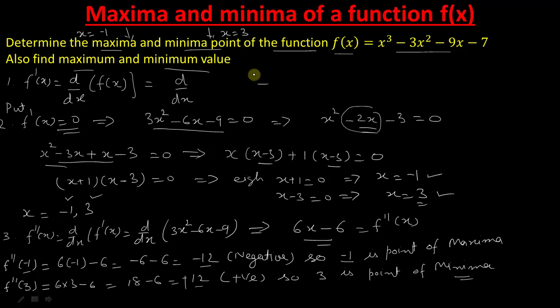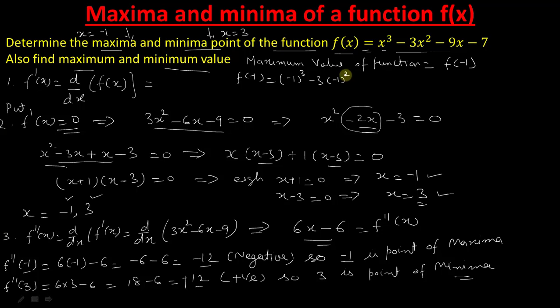Okay, now we have to find the maximum value of the function. The maximum value is at the point of maximum, and the point of maximum is -1, so it is f of -1. This is your maximum value. So f of -1 is equal to, wherever there is x, put -1: (-1) cube, -3 (-1) square, -9 (-1), -7.